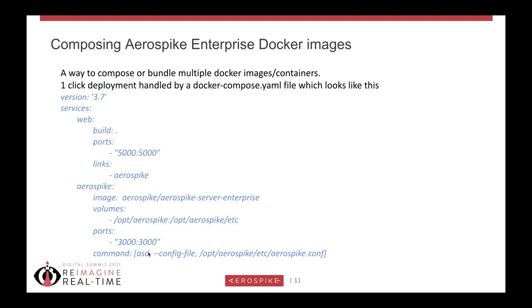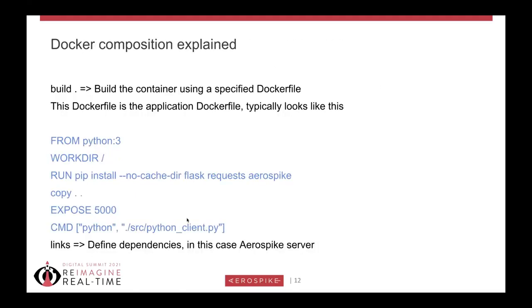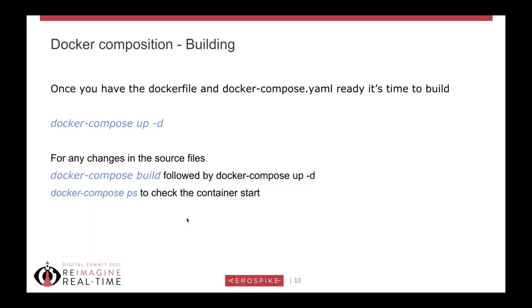You might be noticing that I'm not giving any license file here. That's because inside the configuration file, I have already specified where the license file is. Okay. And once you have this, you run docker compose up -d. It will start both the images and you're good to go. For whatever reason, if you make changes in the source files, you can use docker compose build so that the source files are again rebuilt and pushed again into the container.